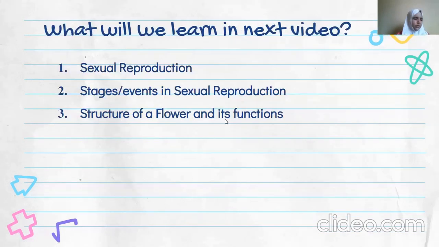So that's all for this video. In the next video, what are we going to cover? Now we will go to sexual reproduction, and we will see what are the events that take place in sexual reproduction, and finally we move to the structure of the flower and its function.